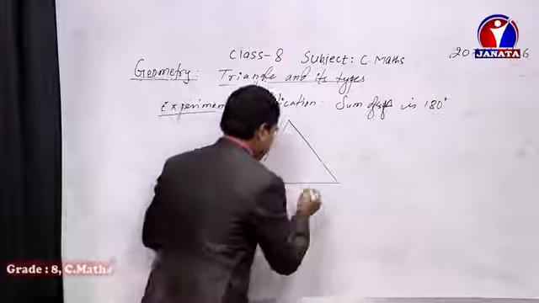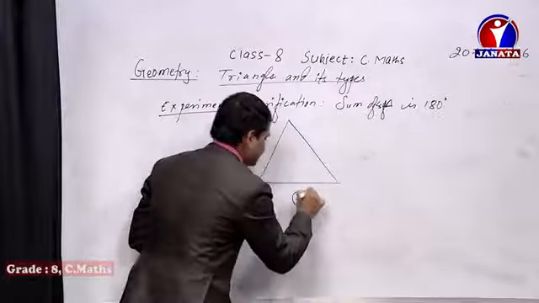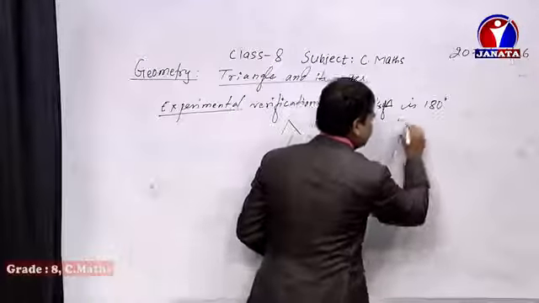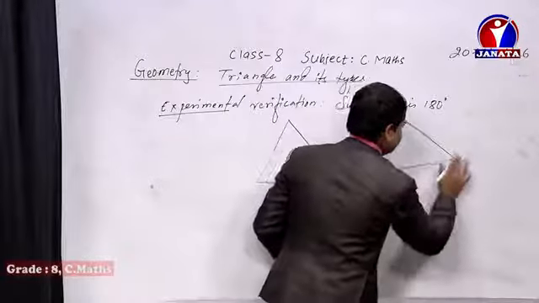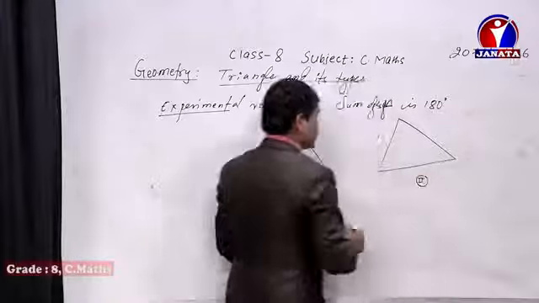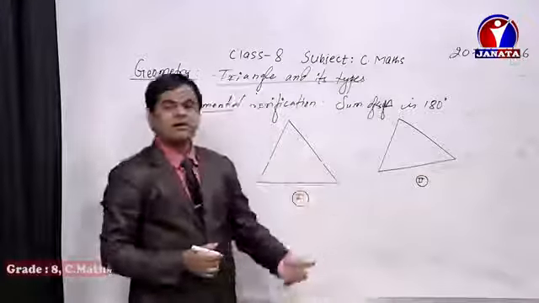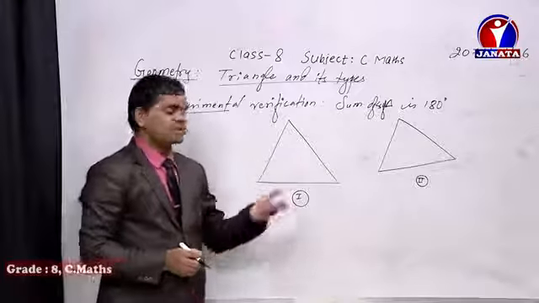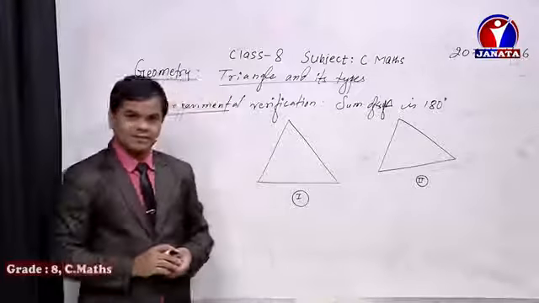One is this one. I'm going to write this one as figure first. Another triangle I'm going to make in here, for example this one, and I'm going to write this one as figure second. So make such two triangles, or more than two; at least two triangles are necessary. Minimum two triangles we need to make while doing experimental verification.